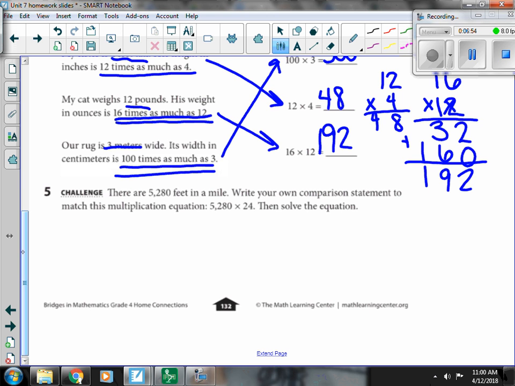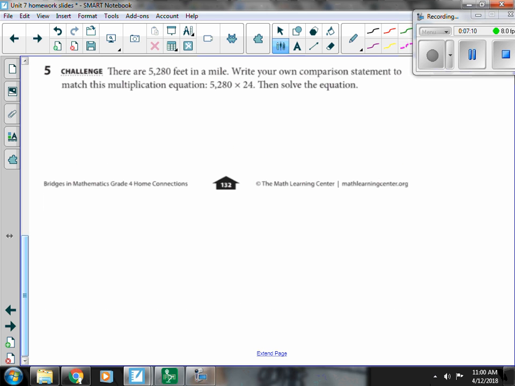And the challenge, it says there are 5,280 feet in a mile. Write your own comparison statement to match this multiplication equation, 5,280 times 24, then solve the equation. Well, your word problem can be anything you want it to be. You walked 24 miles, how many feet was that? You drove 24 miles. Maybe your grandparents live 24 miles away, how many feet do they live away? So that part is going to be different for everybody. The part that's going to be the same is solving it. And this is a pretty big problem to solve.